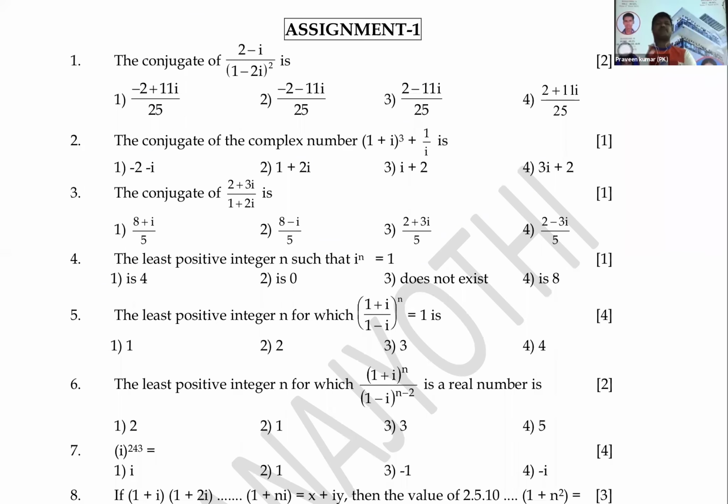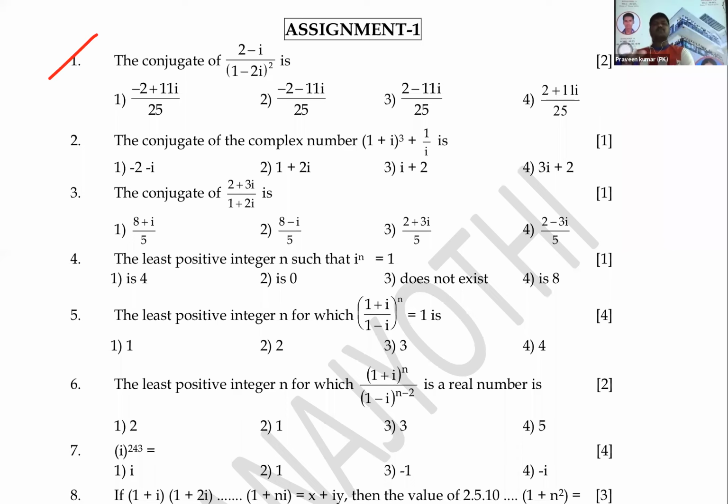The conjugate of the complex number (2 minus i) by (1 minus 2i) whole square. Just copy the first question. First of all, you can convert the given expression into the form a plus ib. After that, you can find the conjugate.